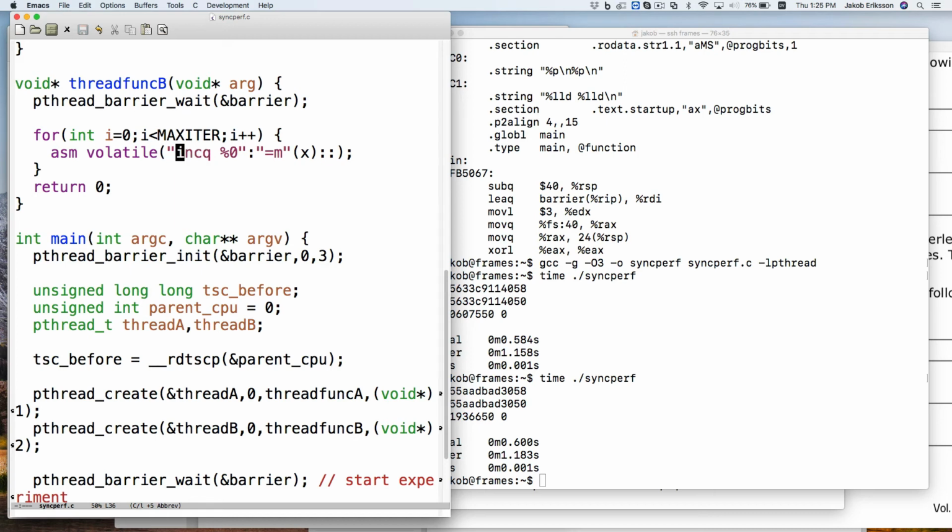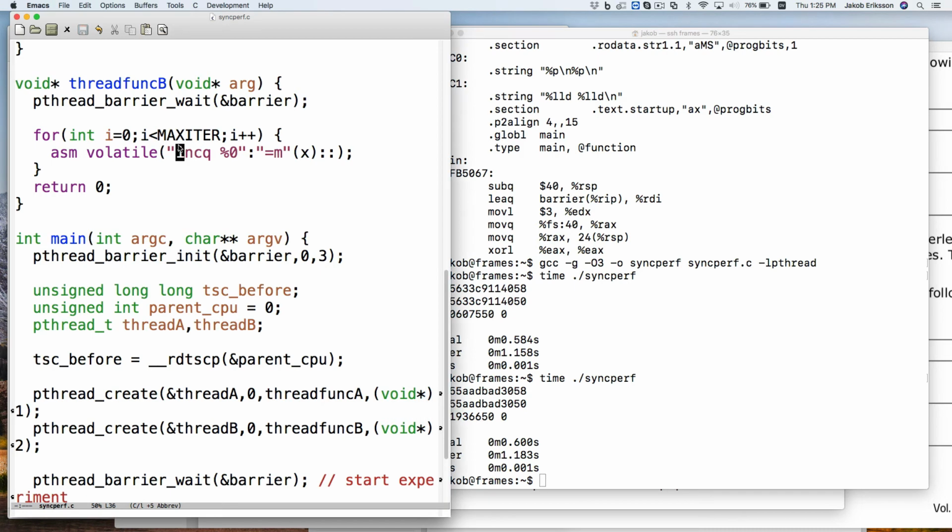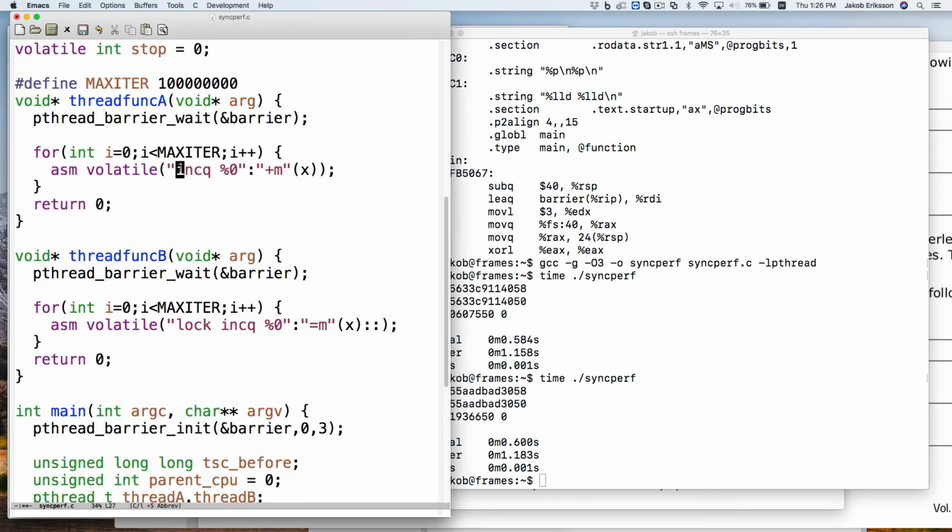Okay, so we see we get the wrong values here. If we want it to be the right values, you can just say lock. So these are the atomic instructions, or I think in the Intel developer manual they're called locked instructions.